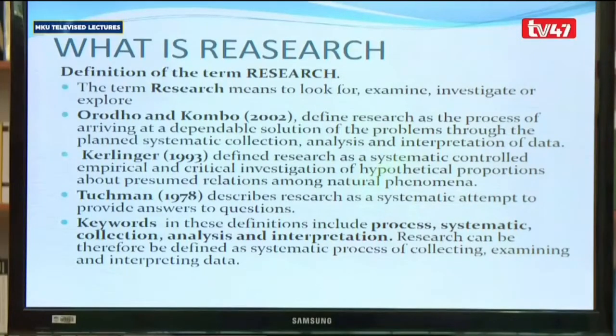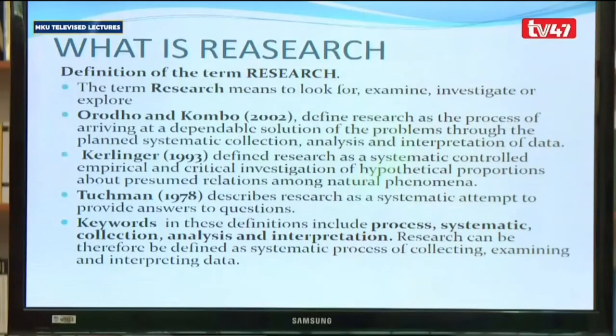Then another definition, the last that I would like to focus on, is the one that was given by Twichman in 1978. And Twichman describes research as a systematic attempt to provide an answer to questions. From all the three definitions that I've provided, you will realize that there are some common elements. The first one is the word process, meaning that research is a process.